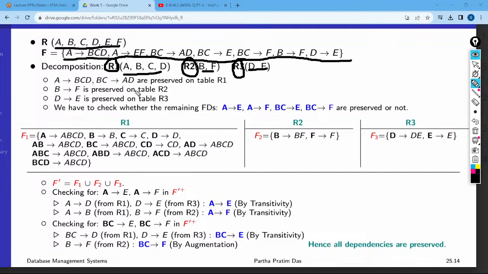Okay, good. So let's check, is this decomposition dependency preserving or not? Are all the dependencies provided in F preserved or not? We need to check. Okay, so let's check for R1.